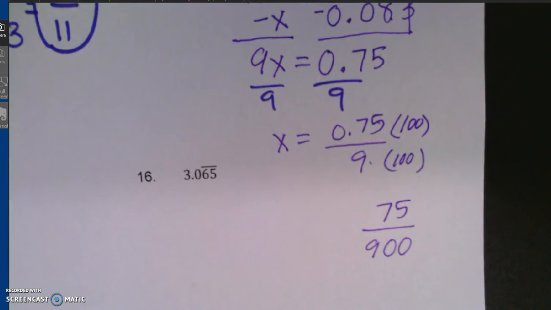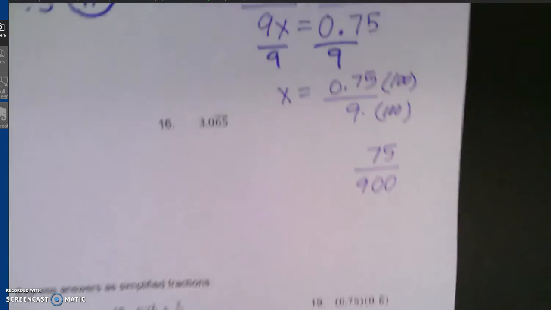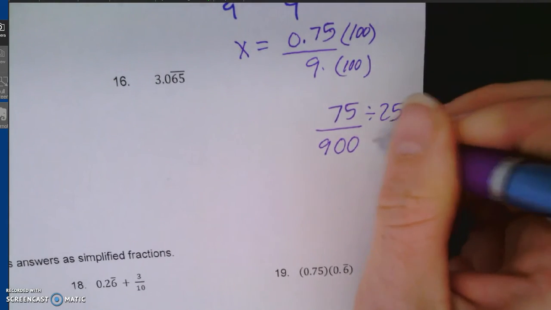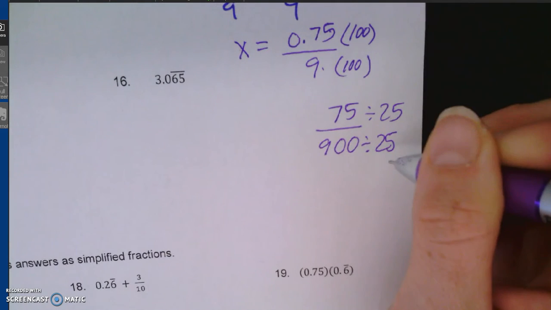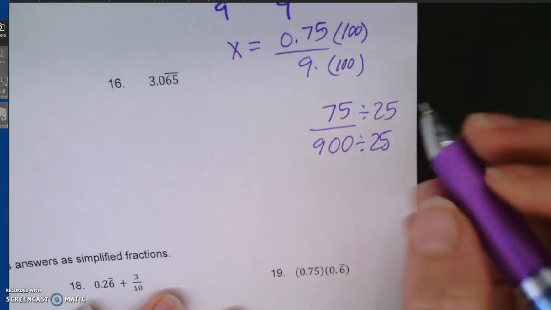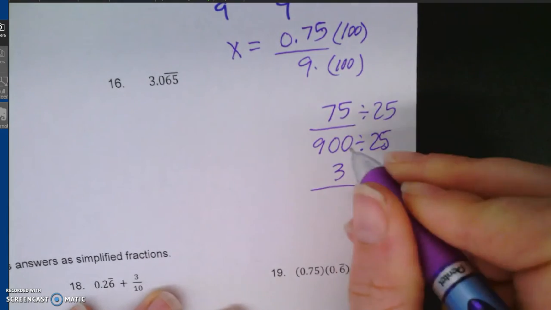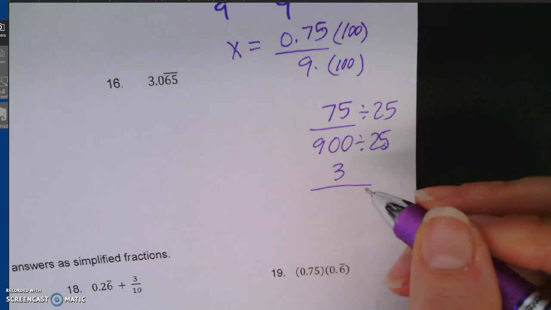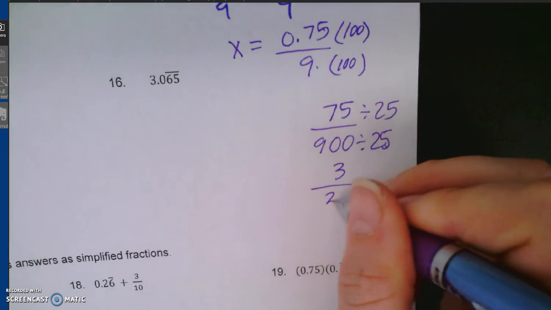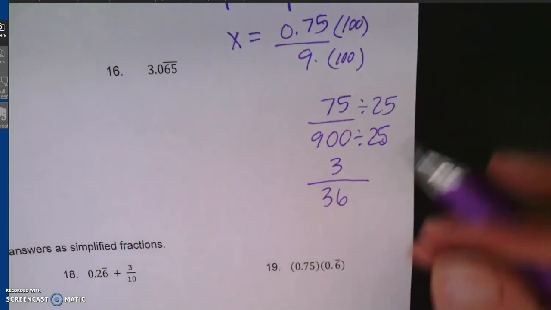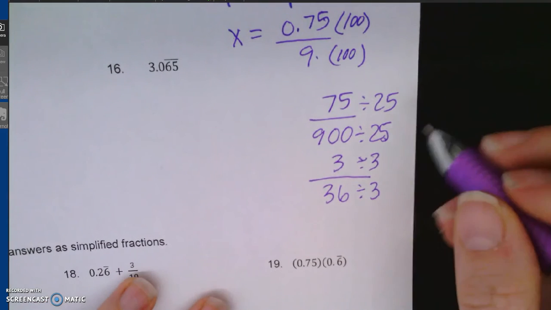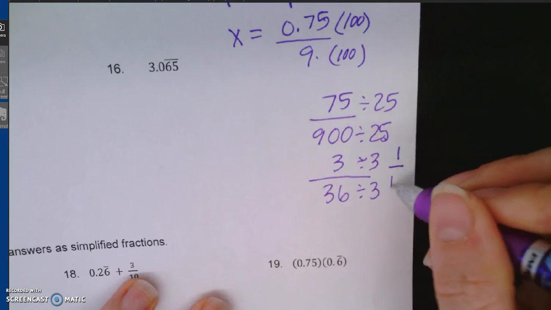From here, let's think about how we can simplify this fraction completely. How about 25? 25 goes into both of these numbers evenly. 75 divided by 25 is 3. 25 goes into 100 4 times, so it goes into 900 9 groups of 4, which would be 36. From here, 3 also goes into 3 and into 36, and your final answer would be 1 over 12.